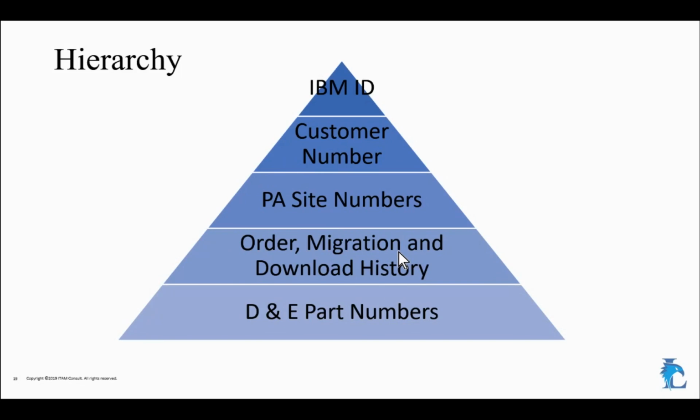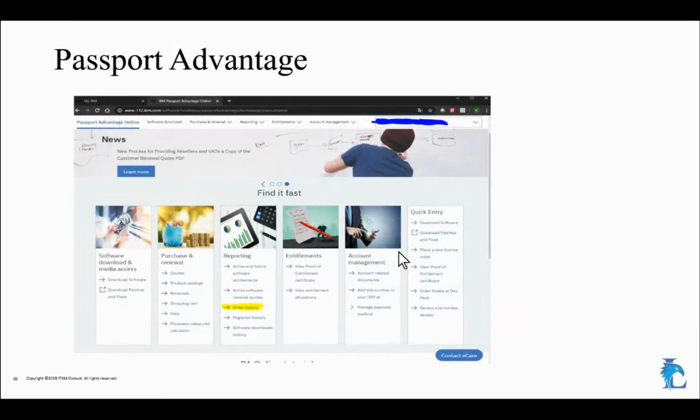The D part refers to, by the way, your first purchase, and the E part refers to the S&S that you pay subsequently, year after that. So that's just a quick orientation, and let's jump in. Passport Advantage. For those of you who haven't looked at it recently, it's had a facelift and looks a little better.